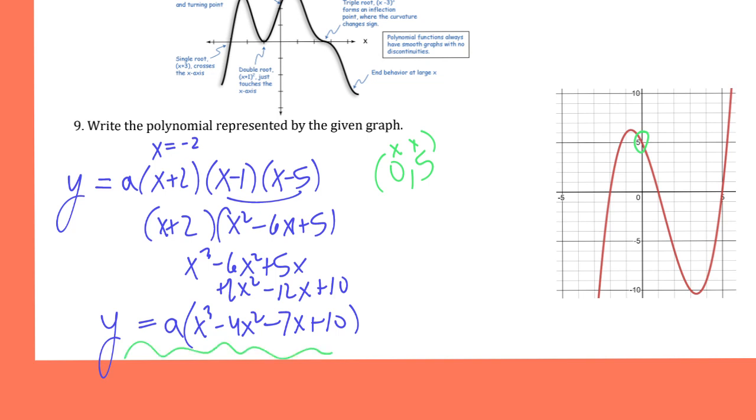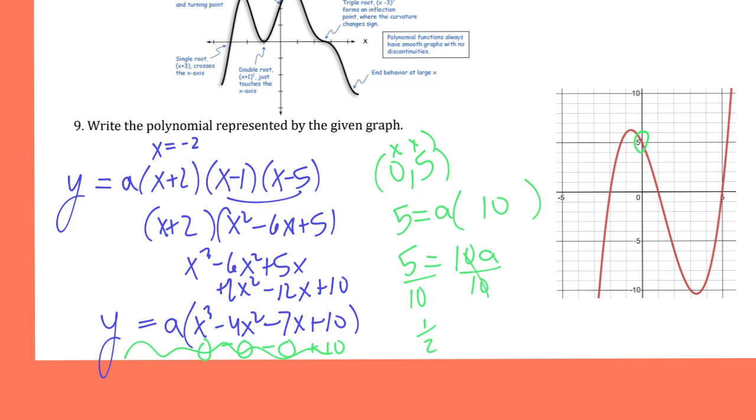And so if y is 5 and x is 0, we've got 5 equals a times this whole thing, which becomes 0 squared minus 4 times 0 is 0, minus 7 times 0, which is 0, and then plus 10. So this is 10. It's a little weird looking, but if you just reverse this order, you get 10a. To solve for a, you divide by 10. And so a is equal to 1/2.